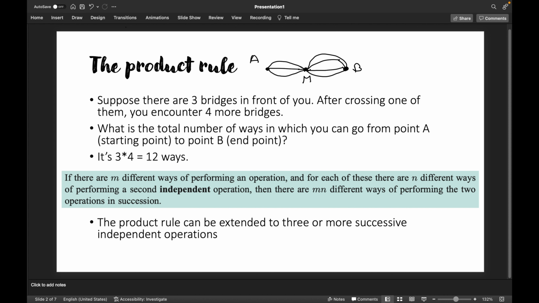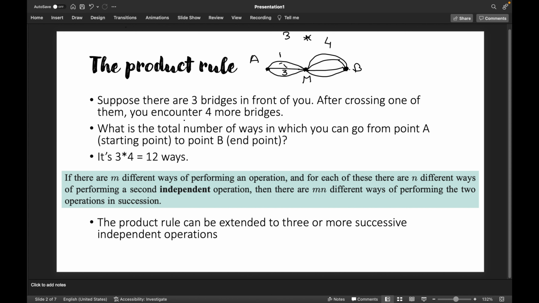So from here to here, you can go in 3 ways, right? The first path, second, and the third path. So there are 3 ways to go from A to M. So this is 3. And from M to B, there are 4 possibilities, because you can take this route, this, or this. So there are 4. And now if you want to go from A to B, you'll have to multiply them.